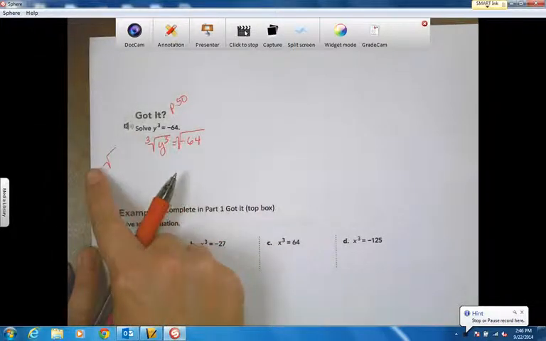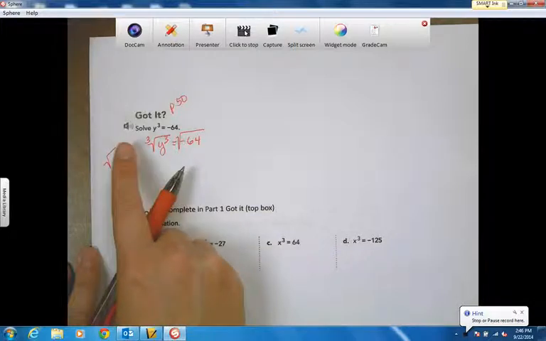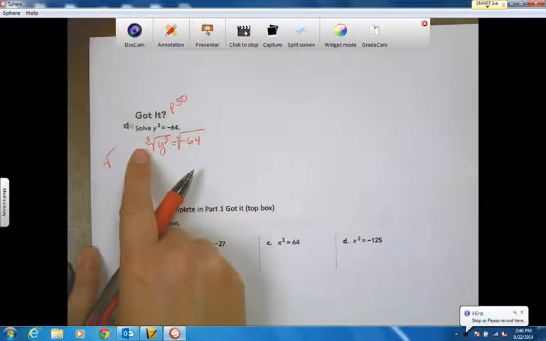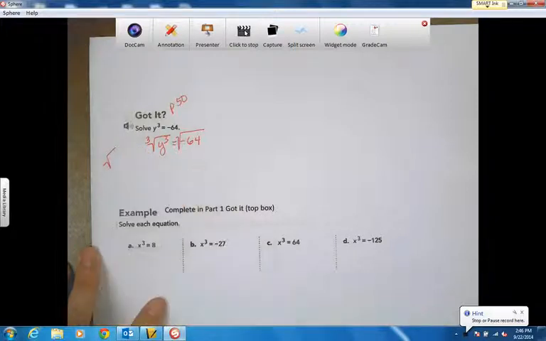You don't have to write it. But for any other root, which there are other roots, you do not have to put it there. So 3, anything else, you're going to put those numbers there. All right, so we are looking for what number times what number times what number is negative 64. Okay, because we have this negative.